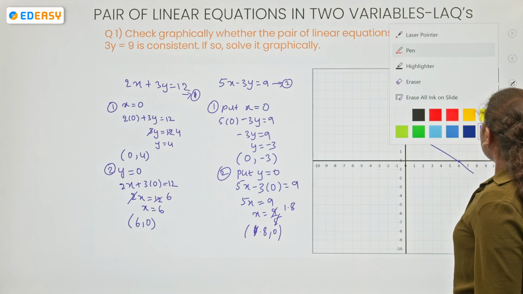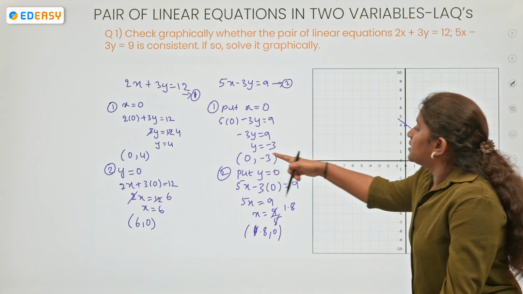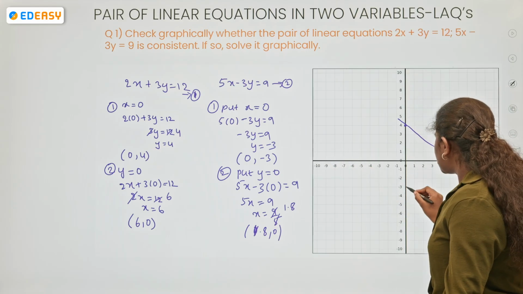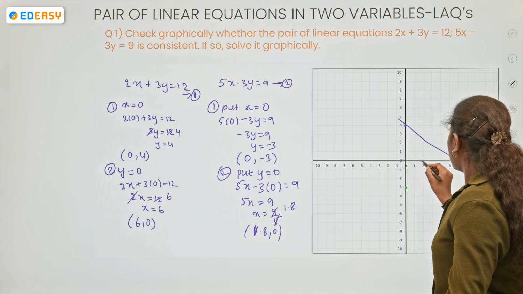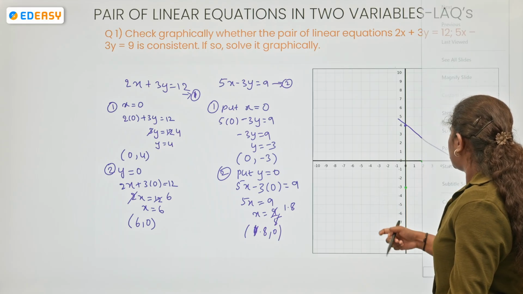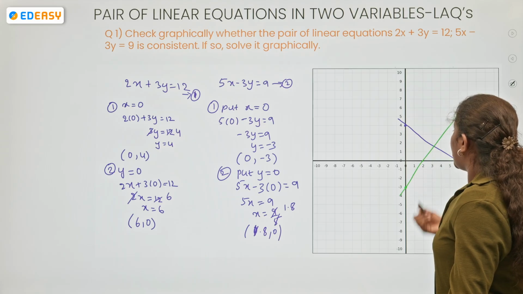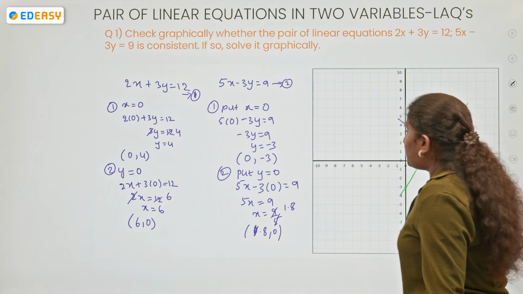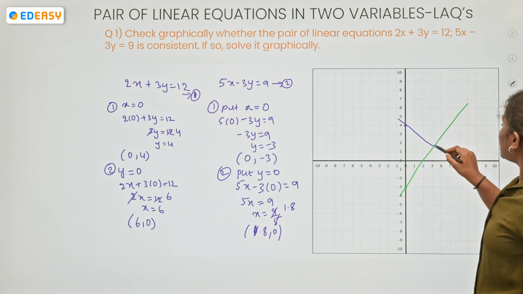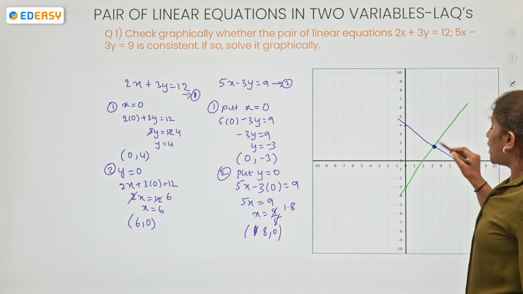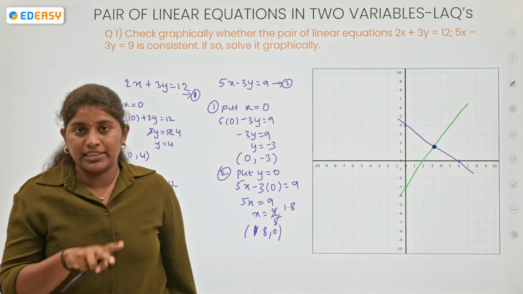Clear? So now just try to draw the line. If you take a scale, you will get a better line. Clear? Now next, (0, minus 3) is here. And next, (1.8, 0), somewhere near your 2. Clear? Now if you join them, you will get another line. And if you observe here, there is a point where both the lines are intersecting. Now we can say that the lines are intersecting clearly, right?